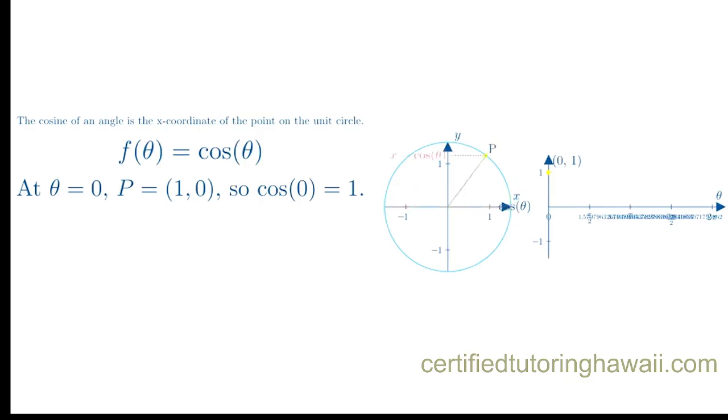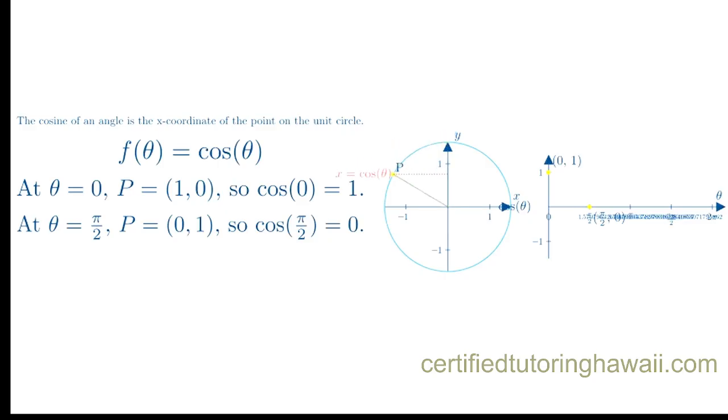As we move towards the top of the circle, notice that the x-coordinate of our point P decreases from 1 towards 0. At pi over 2, the point is at 0, 1, and the x-coordinate is 0. So cosine of pi over 2 is 0. Let's continue to rotate to pi.